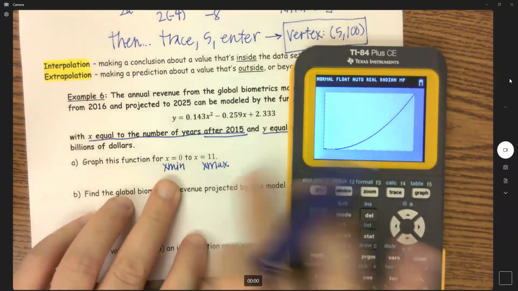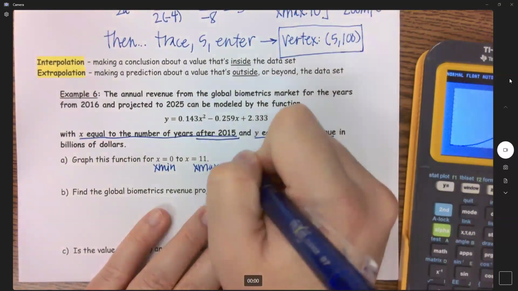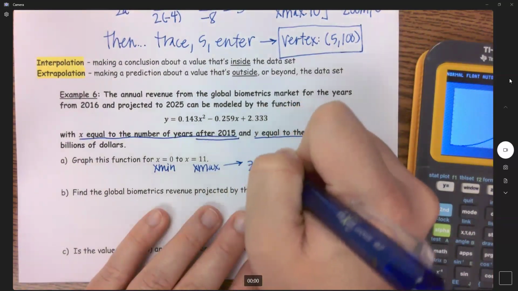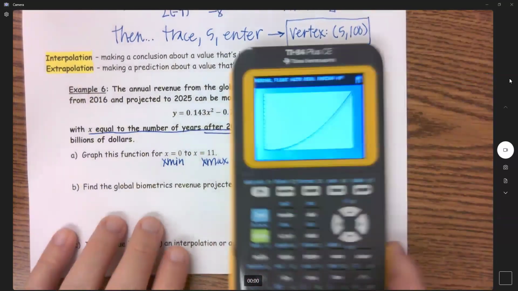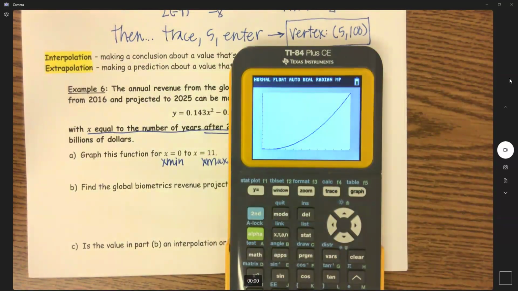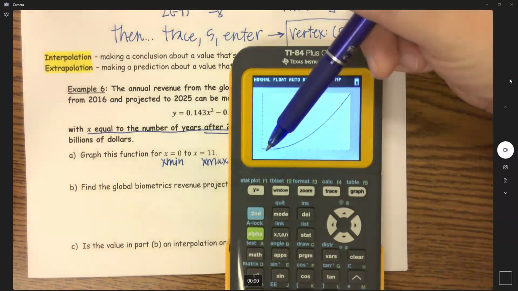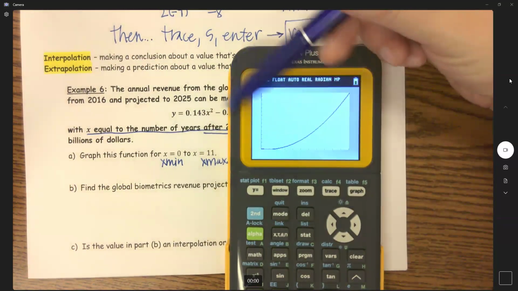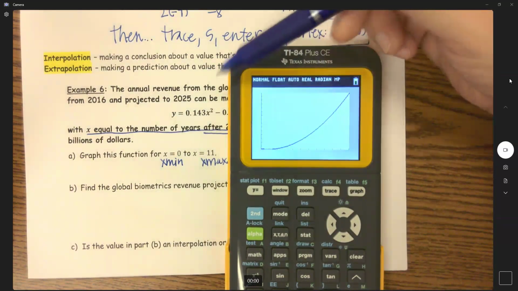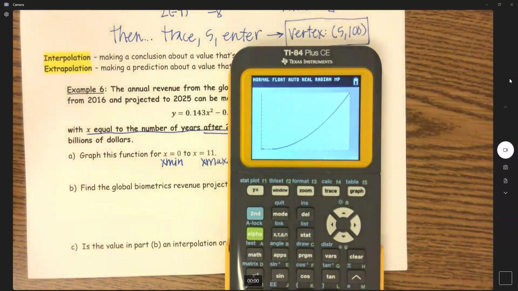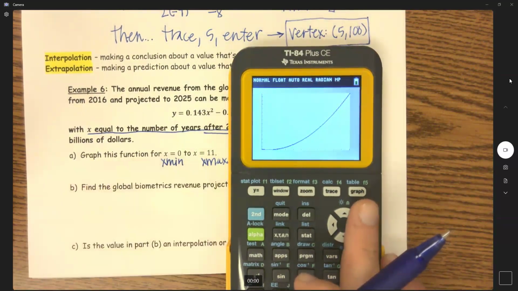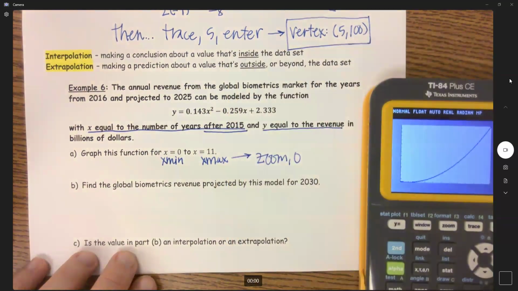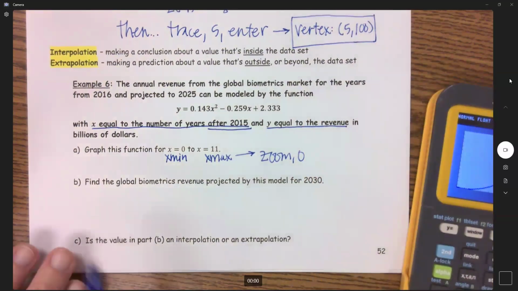Okay, so I changed my X min and my X max. Then we hit zoom 0, and we got this graph here. Now, is this a complete graph? No, because you can see it's starting to turn, so it's eventually going to come back up. We're missing the other half of this, but it's not asking for us to graph the entire quadratic. It wants it just specifically in this window right here. So check, we have graphed it.